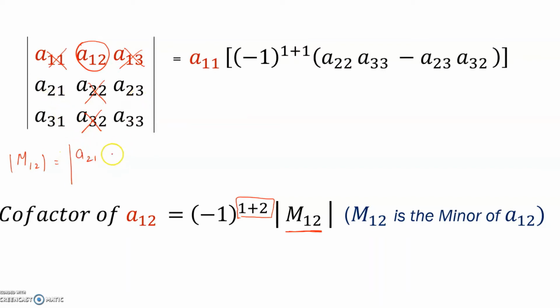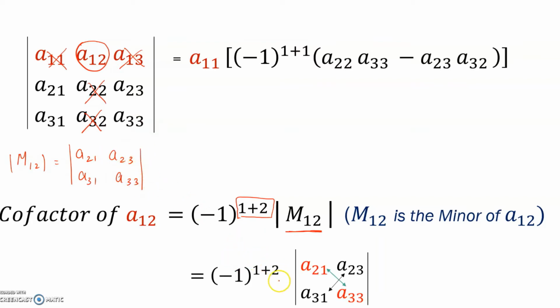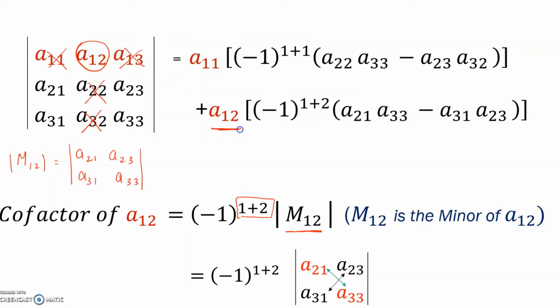So you'll get your M12 as equal to A21, A23, A31, A33. Let me bring it down here. So this is our cofactor. We're going to repeat the same process as we did for the first one. I'm going to add the product of A12 multiplied by the cofactor of A12, which is this. I hope it's clear.